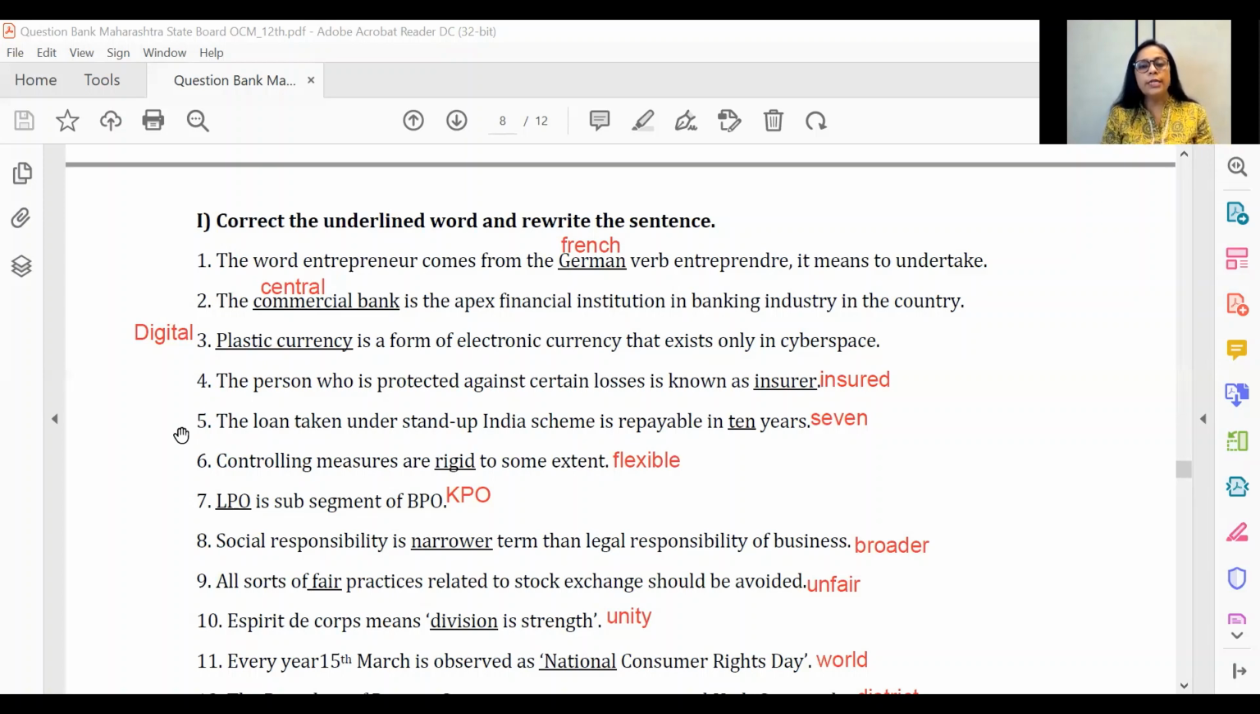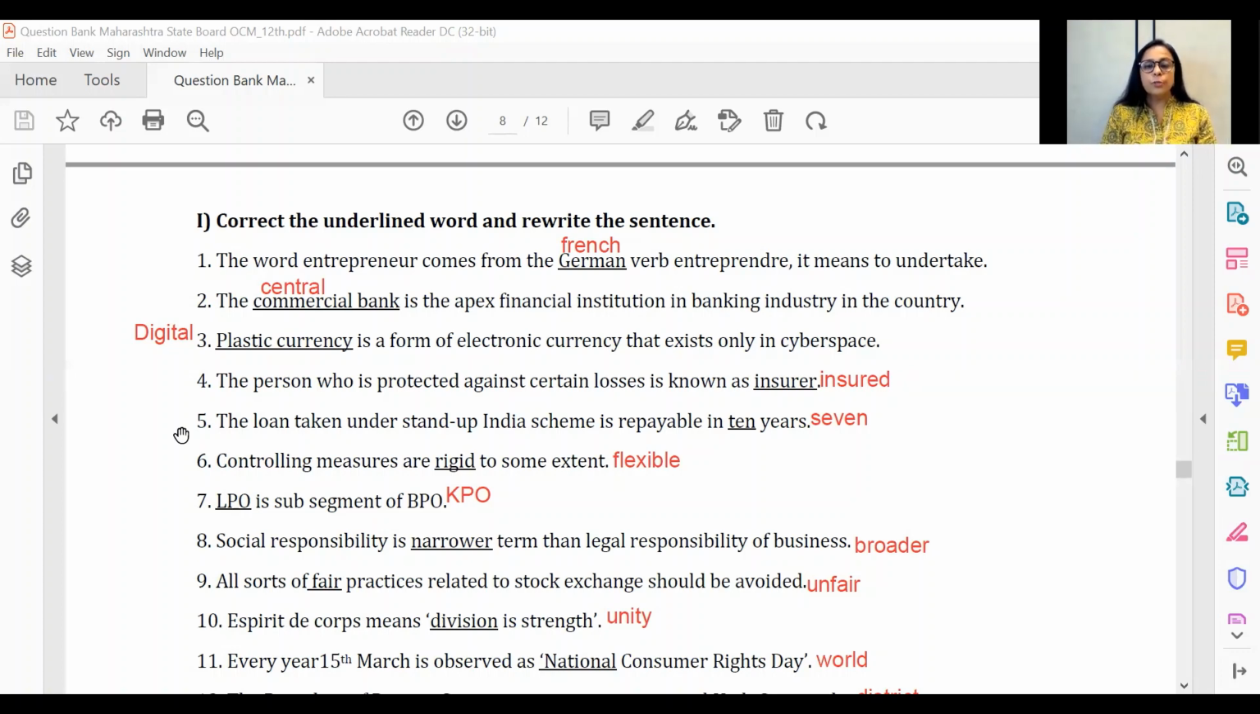Number 5, the loan taken up for Stand Up India is repayable not in 10 years, it is repayable in 7 years. Number 6, controlling measures are rigid to some extent. So a very simple alternative to this would be flexible to some extent. LPO is not a sub-segment of BPO. KPO, knowledge process outsourcing, is a sub-segment of business process outsourcing. Okay. LPO is legal process outsourcing.